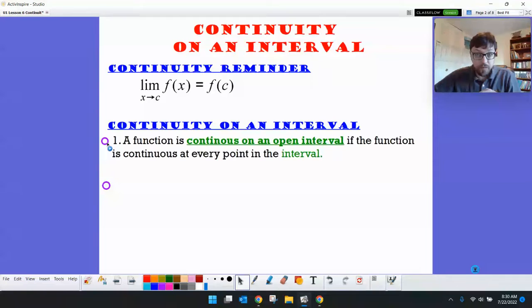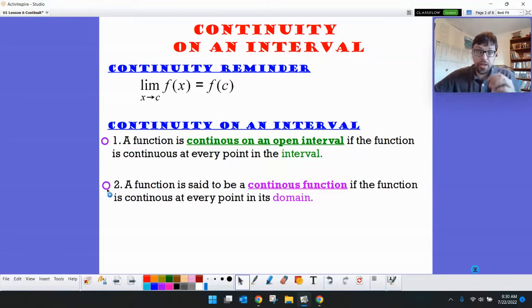Continuity on an interval could just be on an open interval, like a set of numbers on that function. You could also have a continuous function. A continuous function is where it's always working. We just never have any problems with continuity across the entire function. If we have a single point where the function is not continuous, then it would not be a continuous function. It can still be a function, just wouldn't be a continuous function.